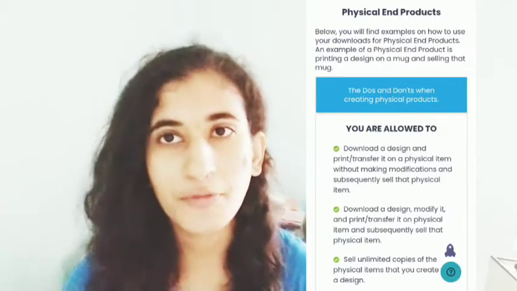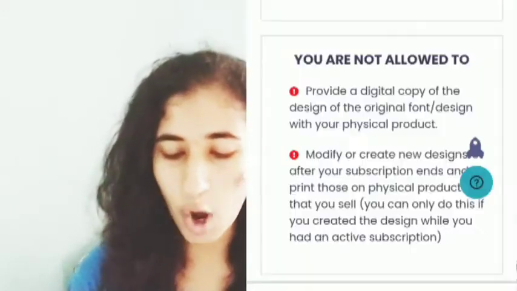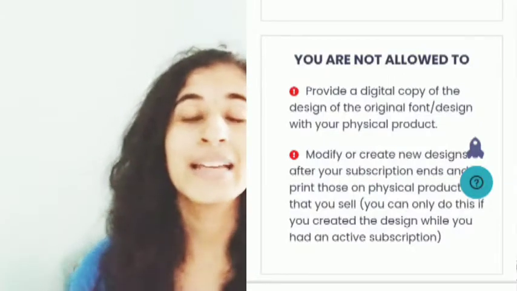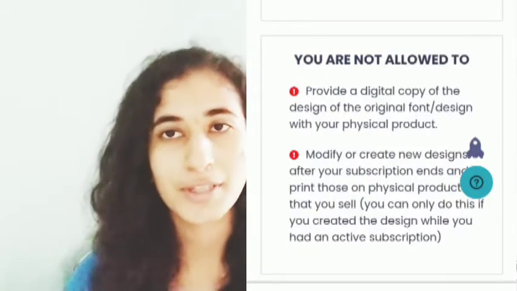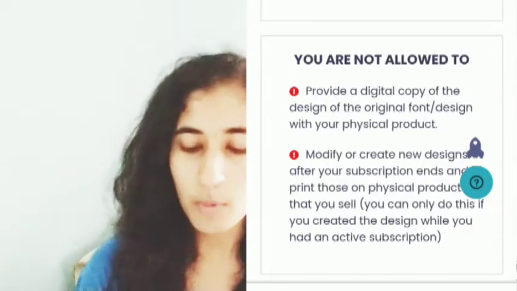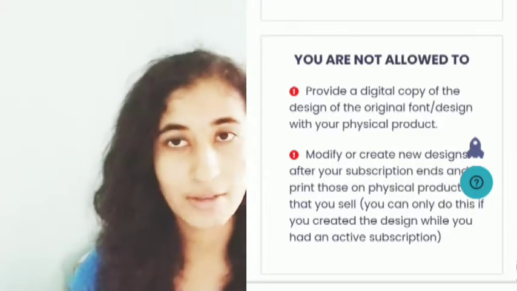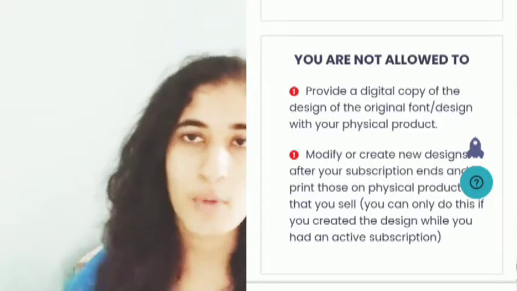Now, what you're not allowed with the physical end products? Provide a digital copy of the design or the original font design with your physical product. You can't provide the digital copy of your file with the physical product, so make sure you don't do that. Modify or create new designs after your subscription ends and print those on physical products that you sell. Once your subscription ends, you can't modify and create any more designs from the designs you have already downloaded from Creative Fabrica.